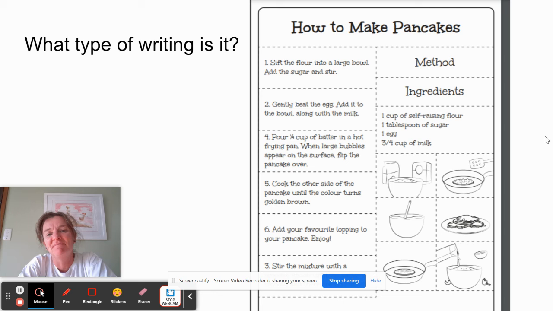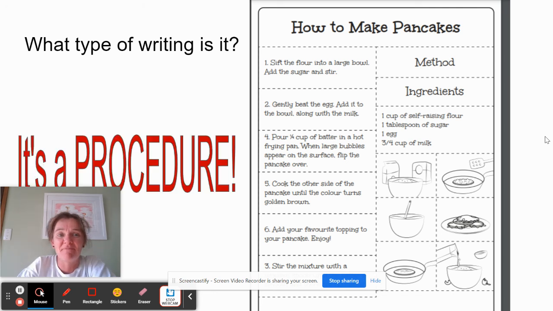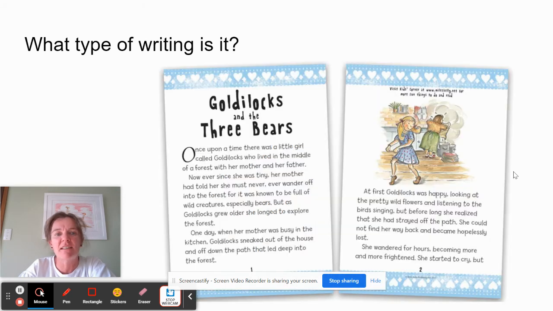What about this one? What kind of writing is this one? We did a lot of these last term. It's a procedure, how to do something. It's got the ingredients, it's got the steps, it's got pictures and a title.